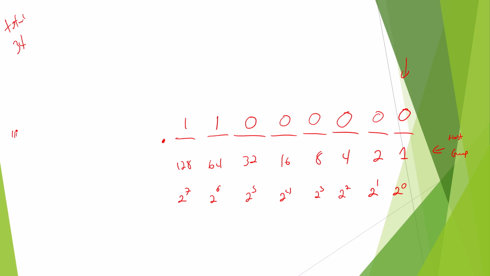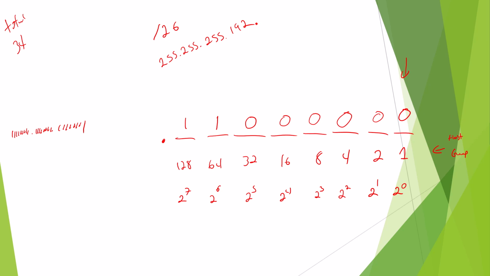Remember, there are 1, 2, 3, 4, 5, 6, 7, 8 in the first, second, and third octet. So if we count out all the ones, that is a /26 or a 255.255.255.192. So that's the subnet.